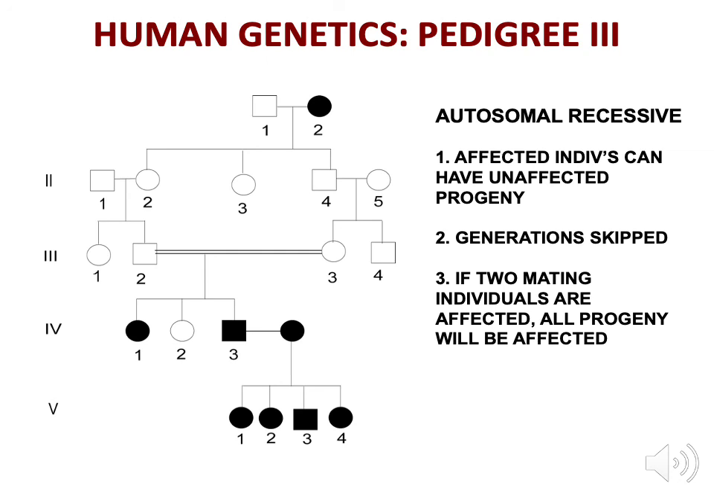Okay, and item number 3, if 2 mating individuals are affected, then all progeny will be affected because they have only homozygous recessive genotypes and there's only recessive alleles to be passed on to their next generation of offspring. Finally, you should probably add a number 4 here that states that males and females are equally affected. Once again, that discounts an X-linked disorder, but if I see these characteristics, this pedigree chart represents an autosomal recessive disorder.